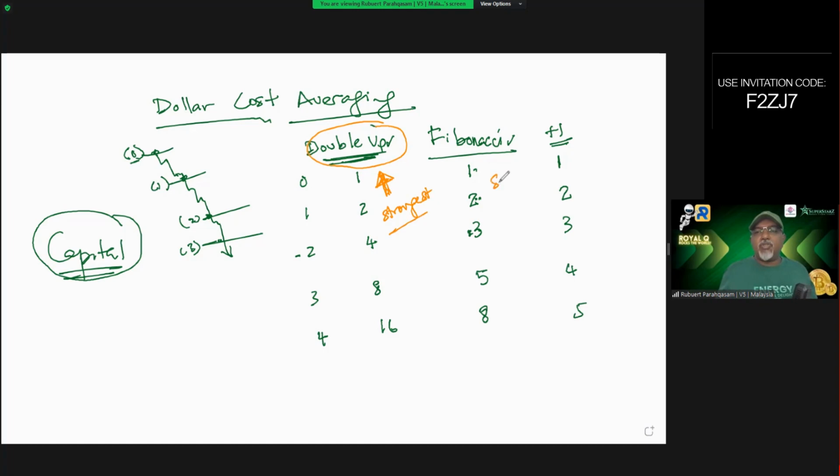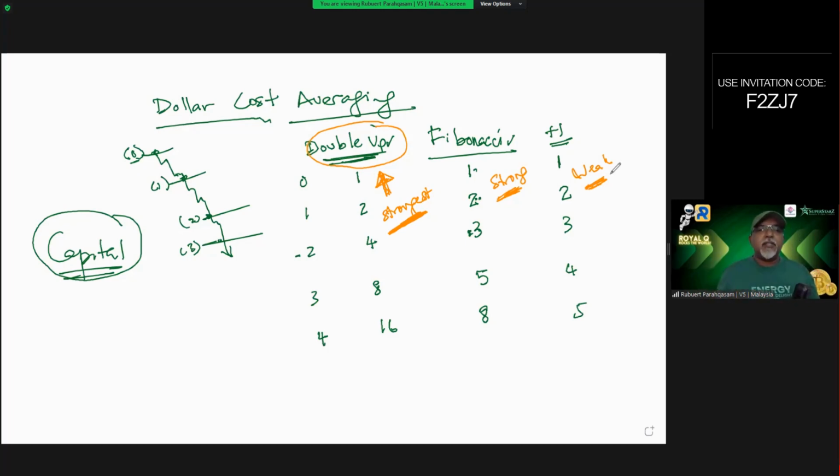Fibonacci is strong. Plus 1 can be used, but it's weak. Anything other than this does not work. I'll show a mathematical proof in a short while. So double up is the strongest. You should try to use the double up the most. If not, Fibonacci. If not, plus 1. But other than that, it will be quite difficult for you to recover and come out of the trade.